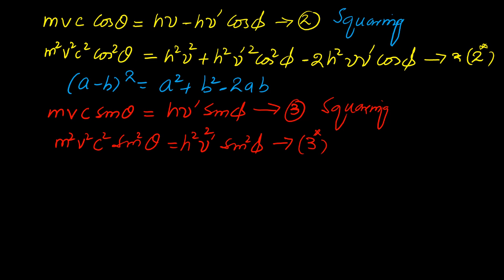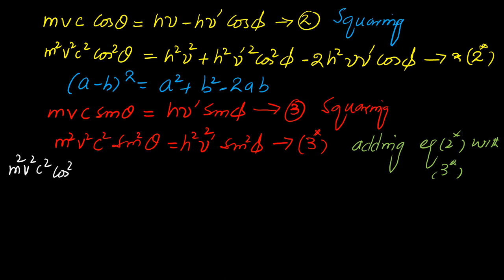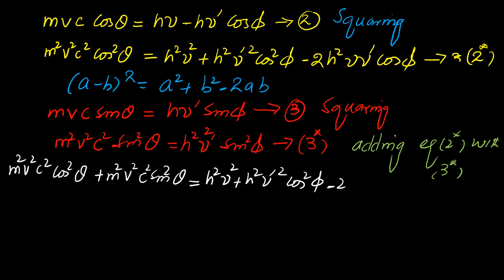So now adding equation 2 star with 3 star, we get, adding these equations, m square v square c square cos square of theta plus m square v square c square sine square of theta on the left side, is equal to h square nu square plus h square nu prime square cos square of phi minus 2 h square nu nu prime cos of phi plus h square nu prime square sine square of phi, on the right side.